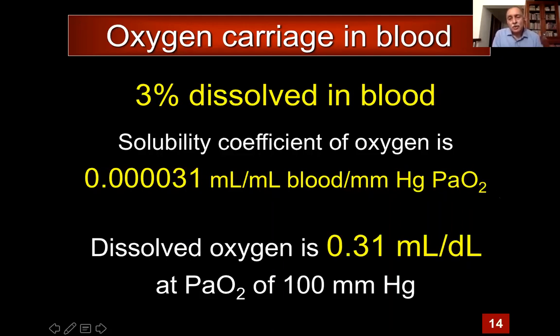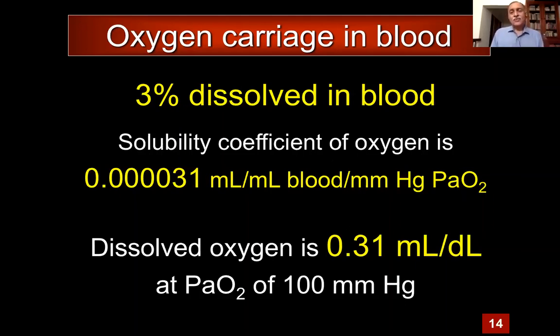So when we're talking about oxygen, we're talking about the arterial oxygen tension, which is taken to be roughly around 100 millimeters of mercury. If you were to calculate from the solubility coefficient of oxygen of 0.000031 ml per ml of blood per millimeter mercury of arterial oxygen tension, for a deciliter of blood, that is 100 ml of blood, at an arterial oxygen tension of 100 millimeters of mercury, you'll just have to move the decimal point 4 places to the right, and you'll get a value of dissolved oxygen, which is 0.31 ml per deciliter of blood.